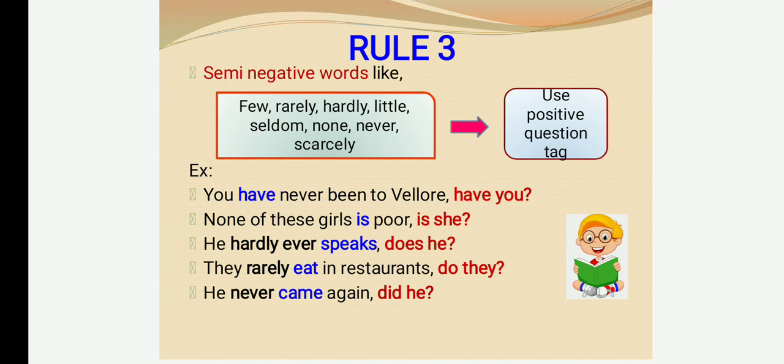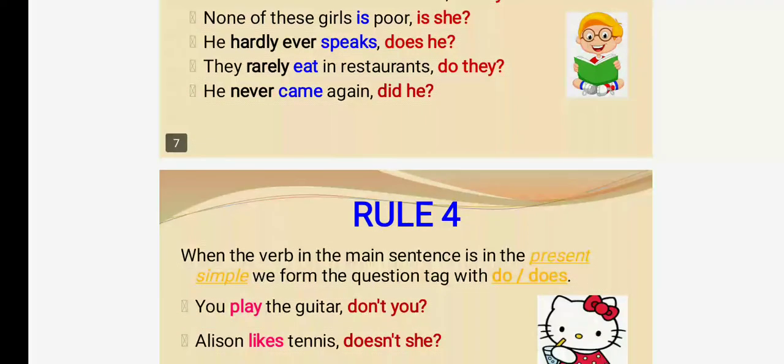He hardly ever speaks. Look, here we don't have any helping verb. Then how do I write the helping verb does? We are just going to pick the helping verb does from the main verb speak. So, does he. Don't forget, after the helping verb, you have to write only the pronouns in the question tag. So this is rule number 3. What is rule number 4?